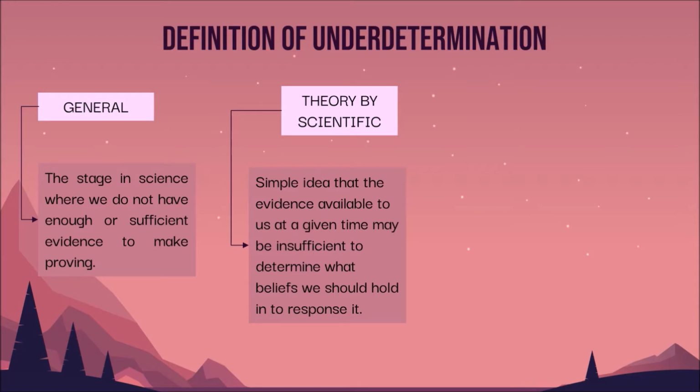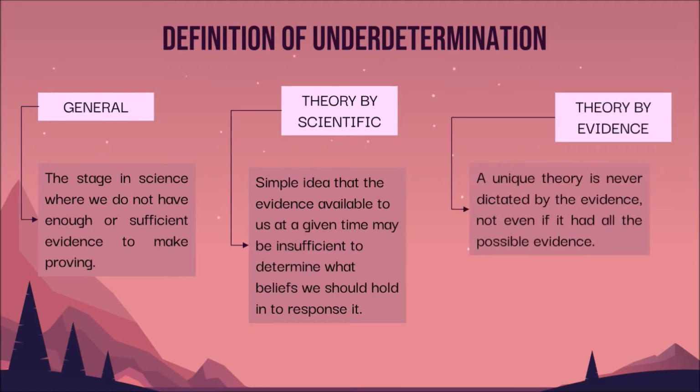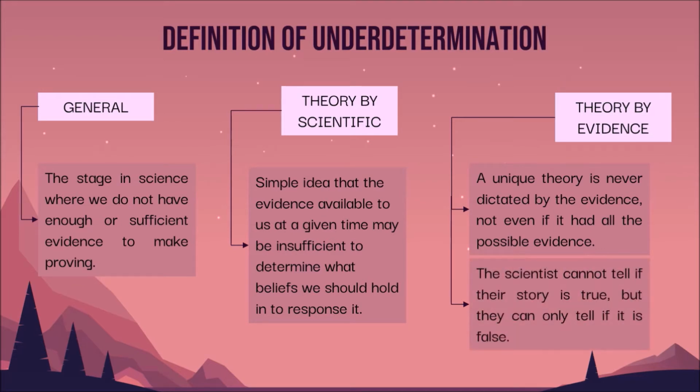And the last one is theory by evidence. A unique theory is never determined by the evidence, not even if it had all the possible evidence. The scientists cannot tell if their story is true, but they can only tell if it is false.